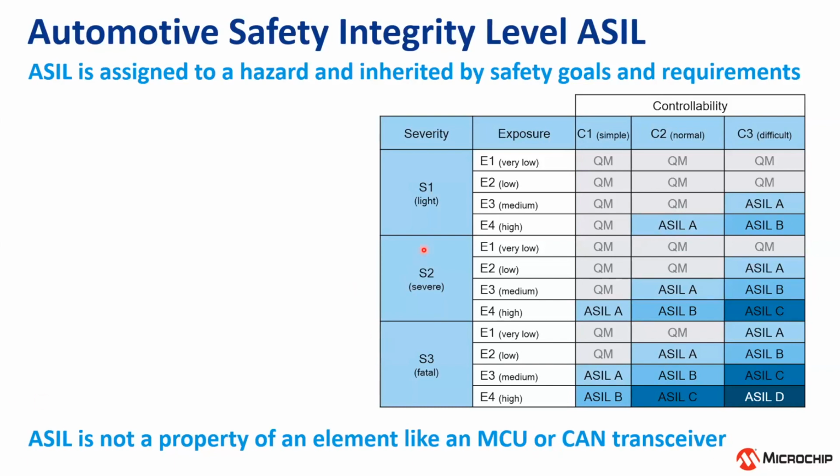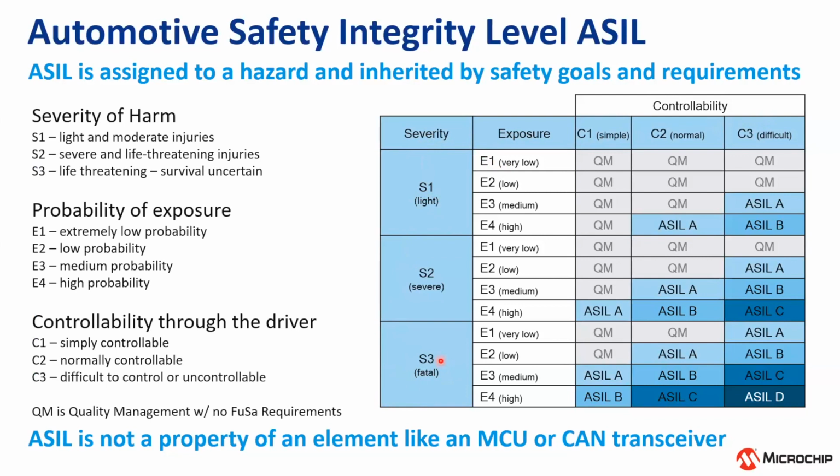So the severity, exposure, controllability. Super quick example: if you have an airbag that goes off as you're driving down the highway in a vehicle, the severity would be very severe. Actually, let me pull this up. So the severity would be life-threatening or survival uncertain.